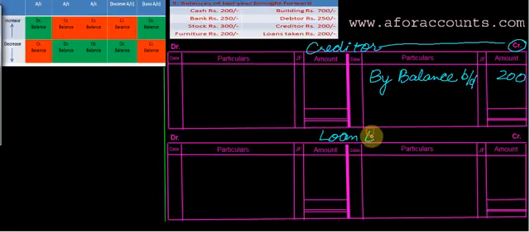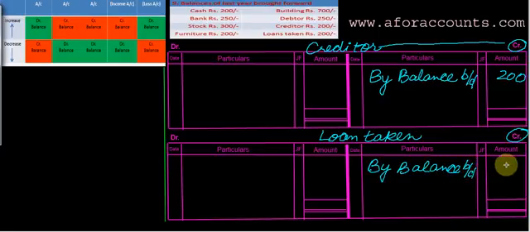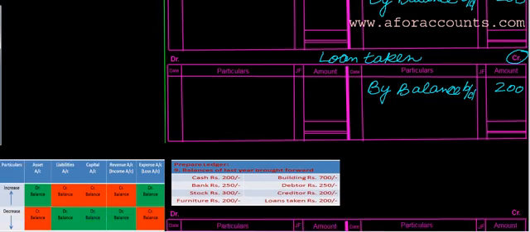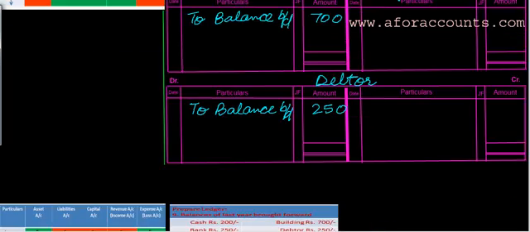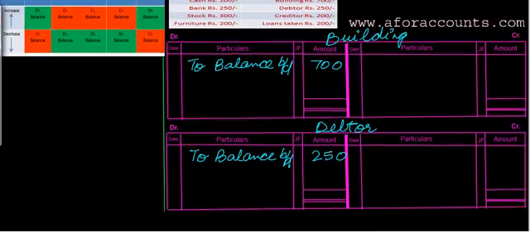And last, loan taken. Loan taken. I need to repay this loan if I have taken it. So again my liability, having a credit balance, by balance, brought down, 200. So this is all. This is how we post our entries, the balances into the ledger.